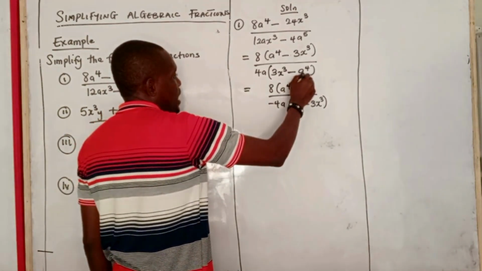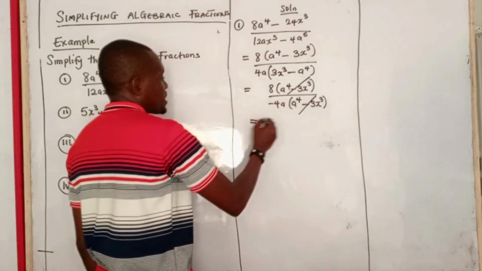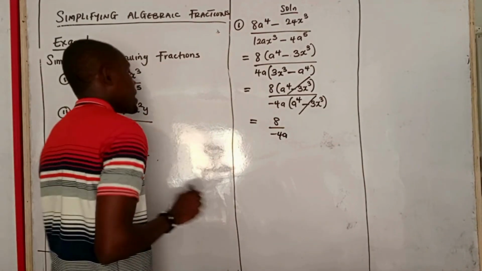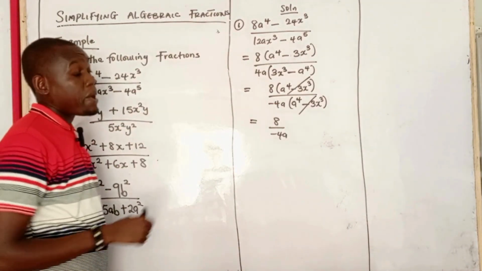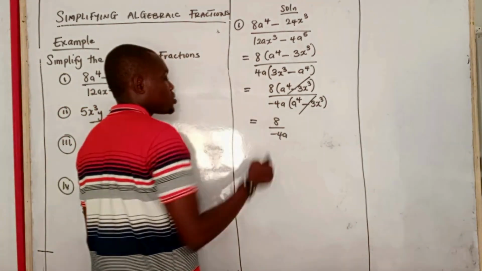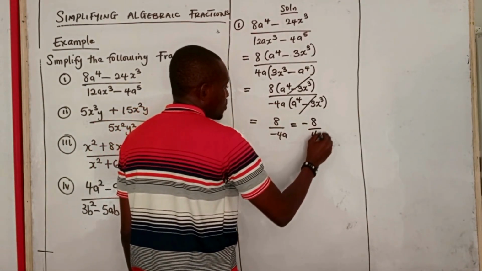So it means that I am going to cancel this, I am going to cancel this. So they will cancel out. At the end, I have 8 over minus 4. Remember earlier in our last video I said that when you have m divided by minus n, it will give you minus m all over n. So that means I'm going to have here minus 8 all over 4a.